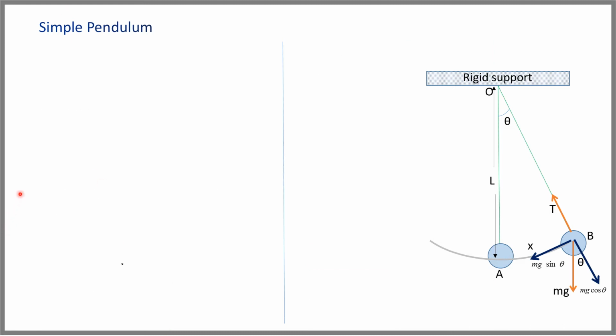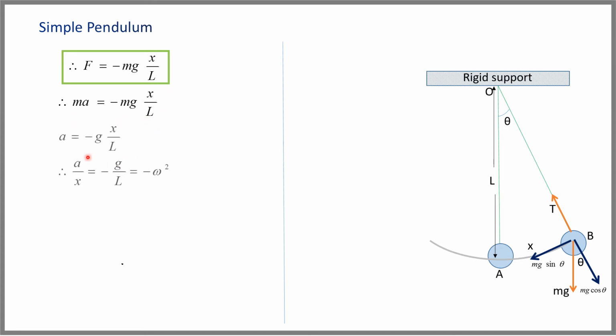To calculate the time period of a simple pendulum, here the restoring force is equal to minus mg x by L. According to Newton's second law of motion, we can write the acceleration of the bob as a. So mass into acceleration, ma, is equal to minus mg x by L. Mass gets cancelled, hence we get the acceleration as minus g x by L.